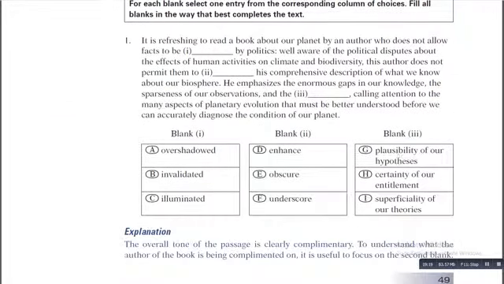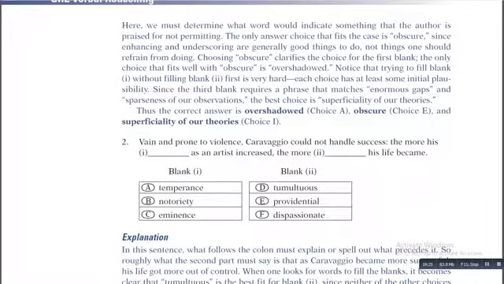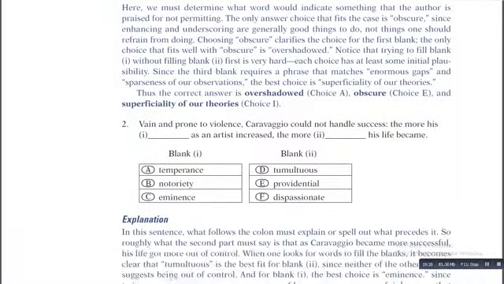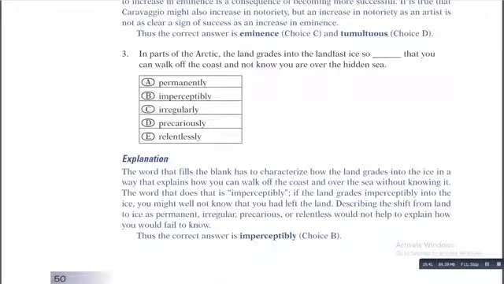Just go through it. So in part of Attic, the land slopes so that you can walk off the coast and not know you are up over the hidden sea. No, the answer is imperceptibly. Perceptibly. That's the answer here. So this one is just one blank. So this should be simpler. It should be simpler compared to all these two and three. So for this one, if you have your answer here, you did it.